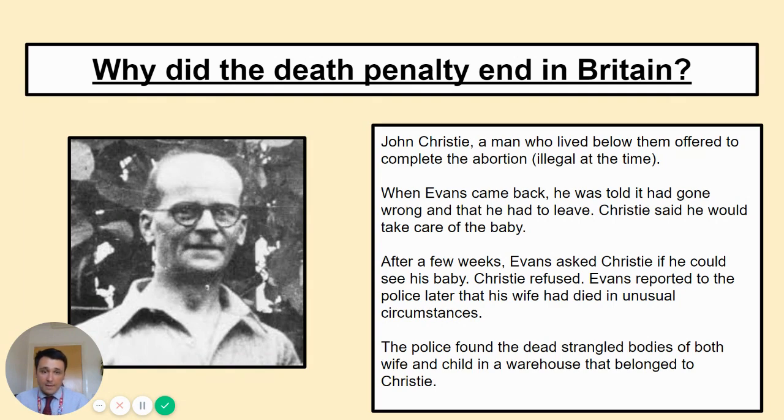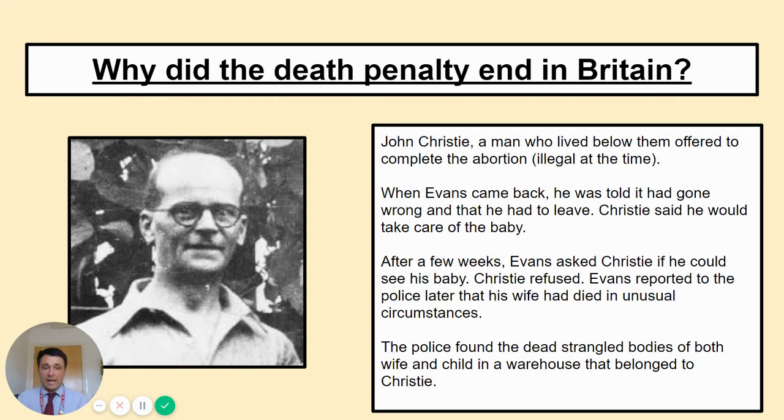When he came back, Timothy Evans was told by John Christie that the abortion had gone wrong and that Beryl was dead, and that he had to leave because Timothy Evans would get in trouble. And so John Christie said, "Give your daughter to me. I'll look after your baby. You need to leave now." And so Timothy Evans panics and he flees the scene straight away. He leaves his dead wife, he leaves his daughter with John Christie, who promises to sort it all out.